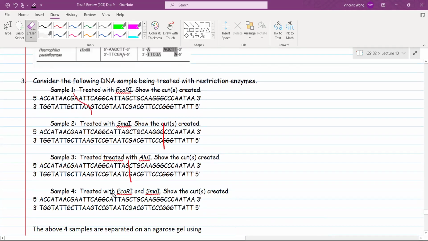Number 4 is treated with EcoR1 and SmaI. So EcoR1 is going to cut right here. And then SmaI is going to cut right here. Okay.